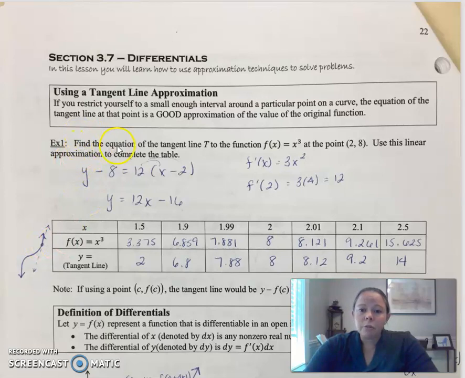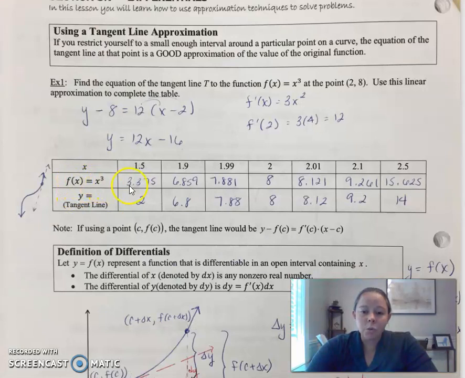Okay, so find an equation of the tangent line to this function at (2, 8). Use this linear approximation to complete the table. We get the derivative and get the slope at 2, and then use the ordered pair (2, 8). So here's our tangent line, and here are the actual values on the curve. This is us plugging 1.5, 1.9, and 1.99 into the curve, and these other values are what we get using the tangent line.